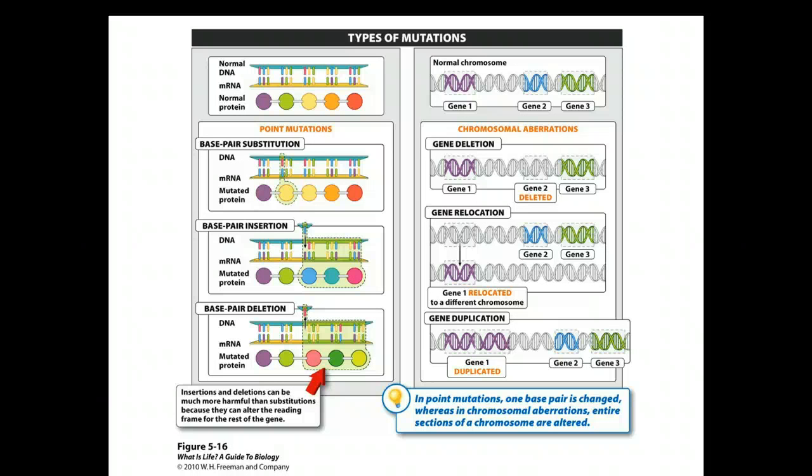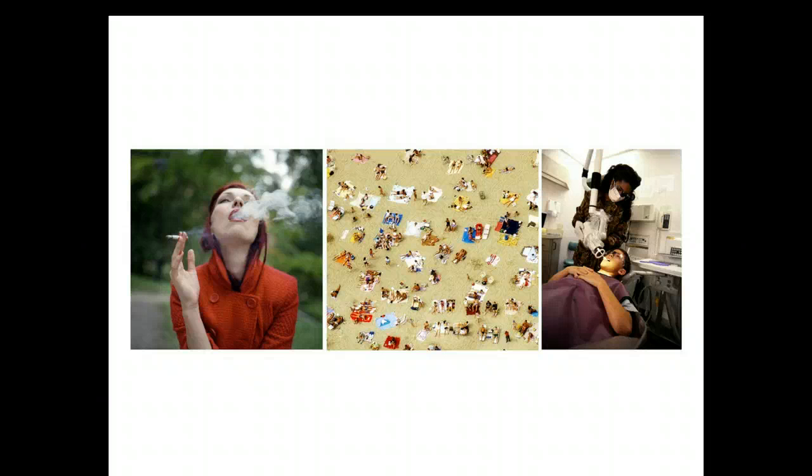So the types of mutations we have: base pair substitution, base pair insertion, and base pair deletion. And in terms of the chromosome, we can have a whole deletion of a gene, relocation, movement of the gene to a different chromosome, or gene duplication. So these are the different types of mutations that can occur. And there are certain decisions that we make in life, smoking, getting zapped by radiation of the sun, or getting X-rays, or exposure to radiation, can affect this mutation rate.